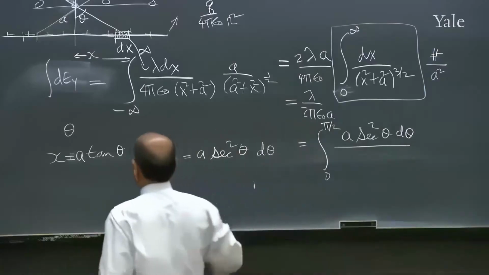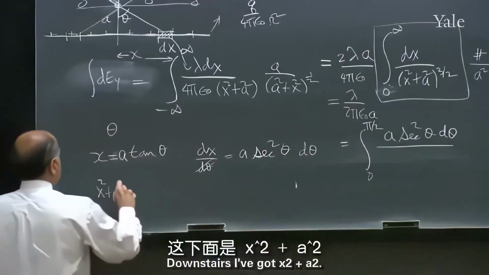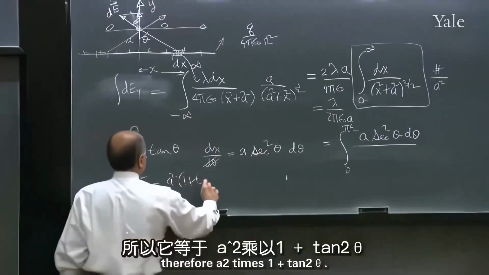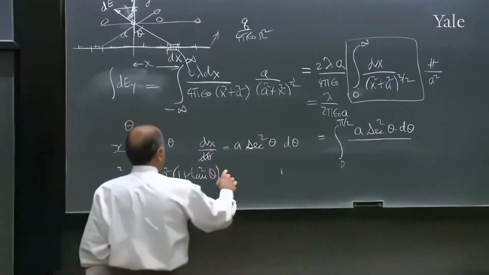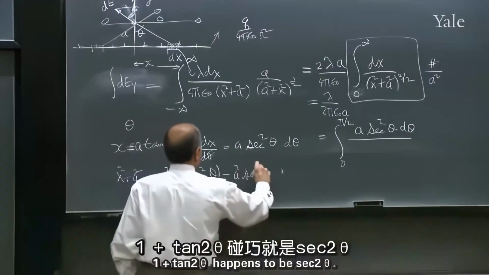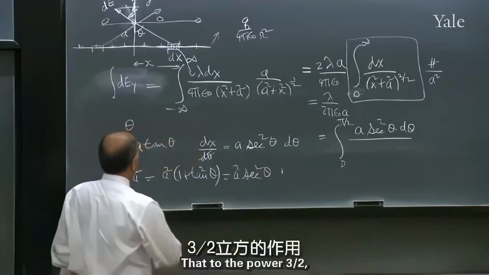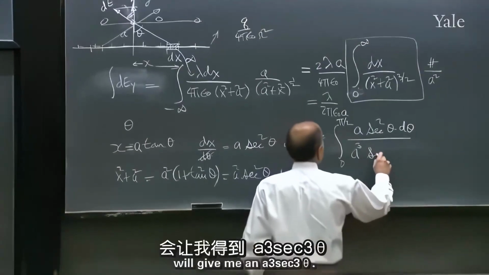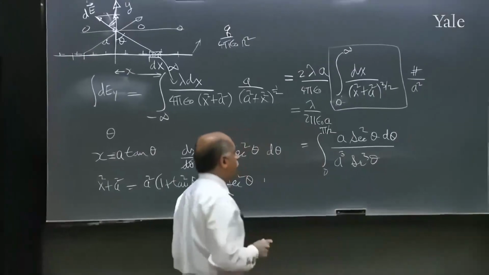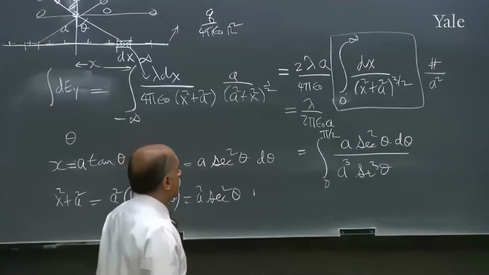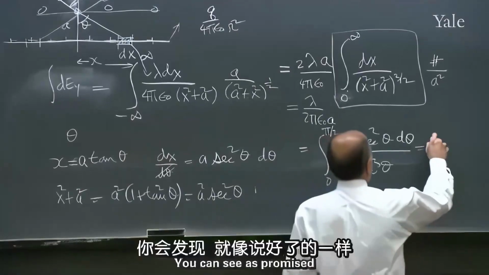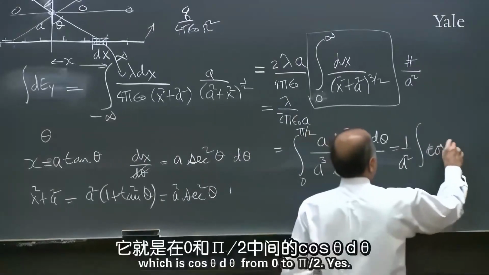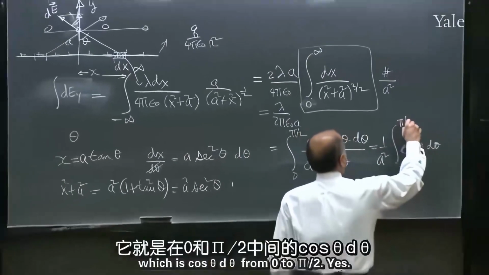Now let's look downstairs. Downstairs, I got x squared plus a squared. x itself is a tan theta. Therefore, it's a squared times 1 plus tan squared theta. 1 plus tan squared theta happens to be secant squared theta. That to the power 3 over 2, which is what I want, will give me an a cubed secant cubed theta. So what do we get? You can see, as promised, I get a 1 over a squared, and I get the integral of 1 over secant theta, which is cosine theta, d theta, from 0 to pi over 2.